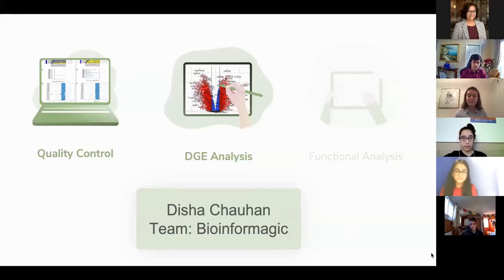In my section of the presentation, I'll be focusing on the quality control and differential gene expression analysis steps of the pipeline, which we learned through recreating the results of a scientific paper.